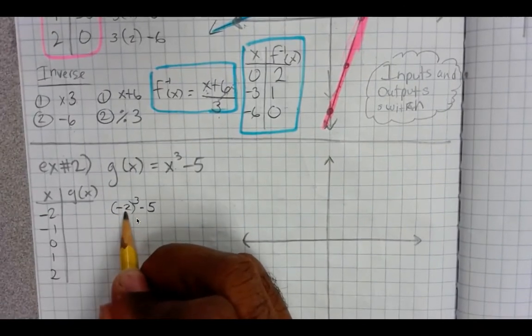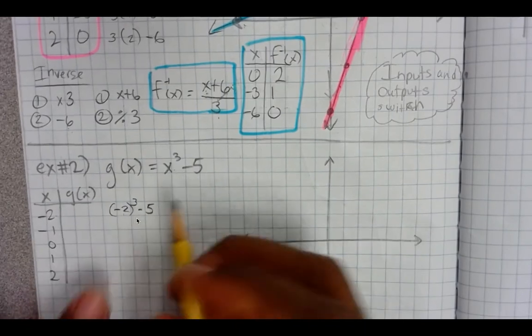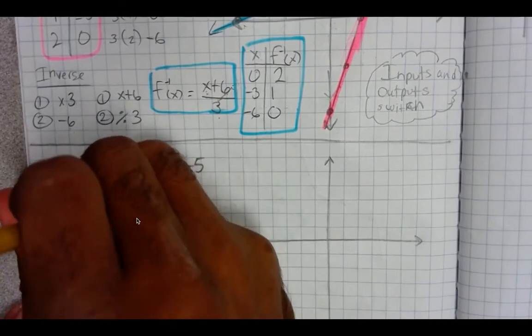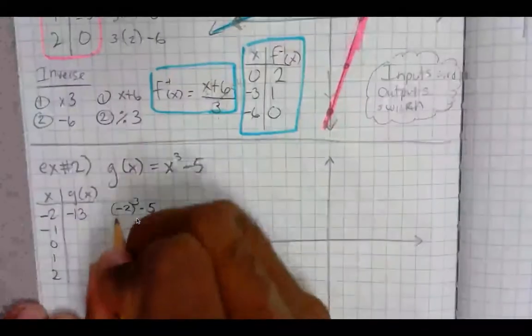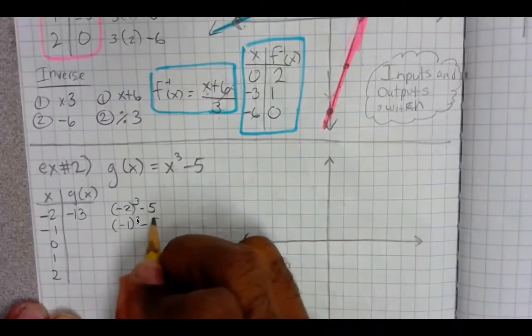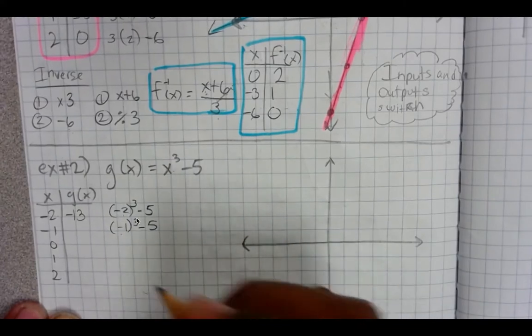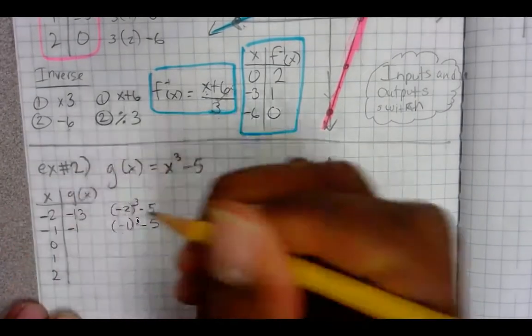Now, negative 2 cubed, meaning you multiply negative 2 three times. Negative 2 times negative 2 times negative 2. What do you get? Negative 8. Then negative 8 minus 5, negative 13. Same thing here. Negative 1 cubed. If I multiply negative 1 three times, what do I get? Is it negative or positive 1? Oh, it's going to be negative.